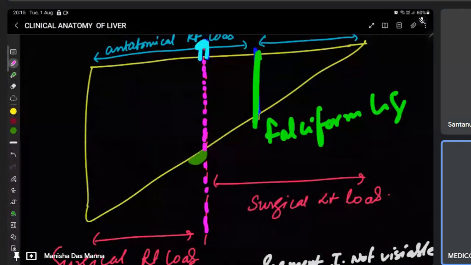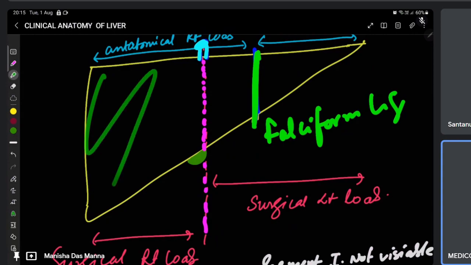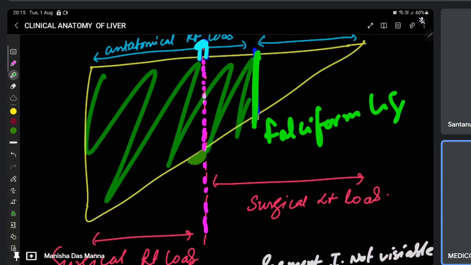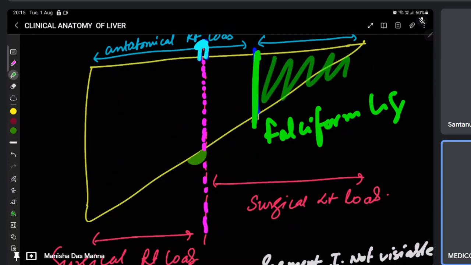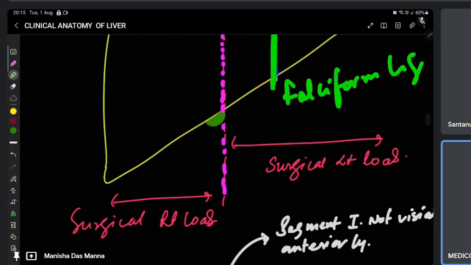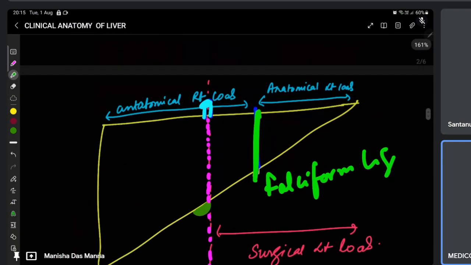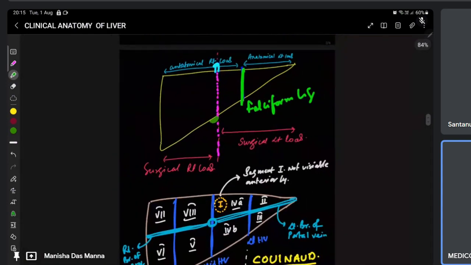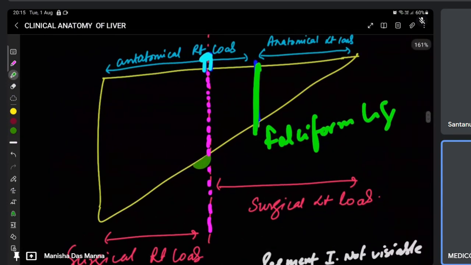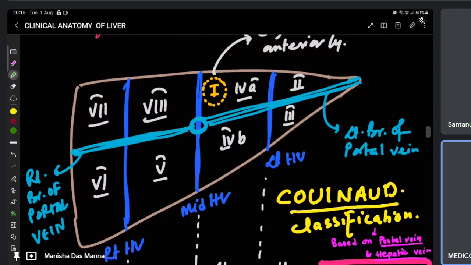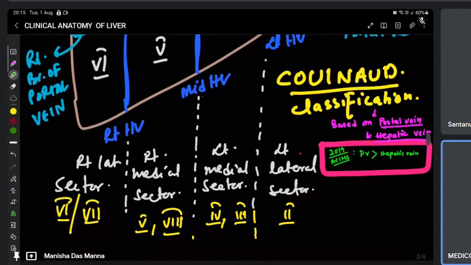Clear? But once again, this much is anatomical right lobe, and this much is anatomical left lobe. Is it clear? Okay, so this is called your Cantlie's line, which I already told.